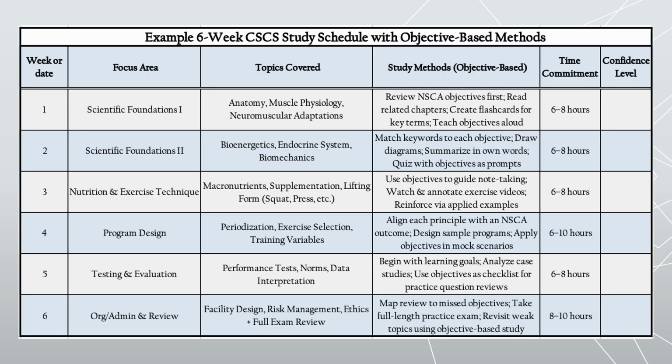So we know creating a schedule is necessary. Here is an example of a 6-week study timeline focusing on objective-based methods. Now, this is a very fast pace, and I do recommend giving yourself 8 to 12 weeks to study for the CSCS. However, it is possible to successfully pass this exam in under 8 weeks. Nevertheless, a schedule will keep you on task.